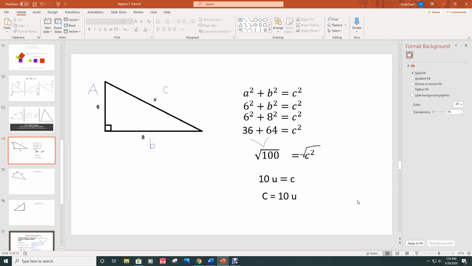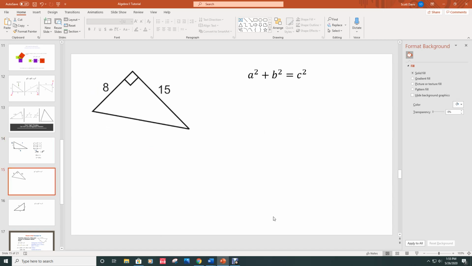And then it can get a little bit weirder right here. This one's a little bit funky because this time our triangle's facing a weird way. It's really weird. So we have to figure out and be able to label these parts in the correct way.